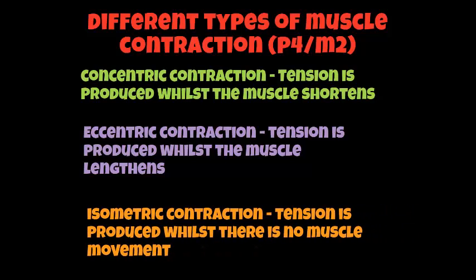And then finally we have something called an isometric contraction, and this is where tension is produced whilst there is no muscle movement. So please underline no muscle movement for that particular contraction. So let's try and apply those contractions now to sporting examples, which you're going to have to do for your merit.